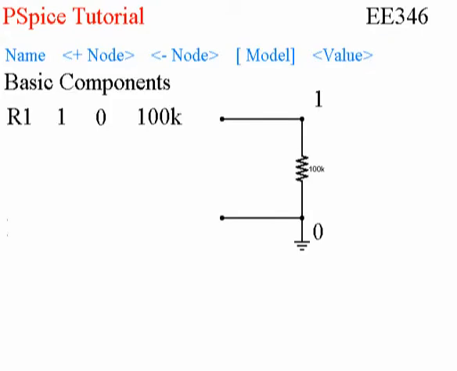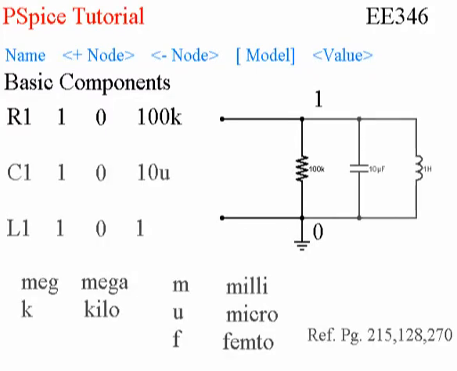For example, take this resistor. It's named R1 and goes from node 1 to 0 and has a resistance of 100 kiloohms. Capacitors and inductors are also defined the same way. For more information about additional parameters, see the reference manual for details.